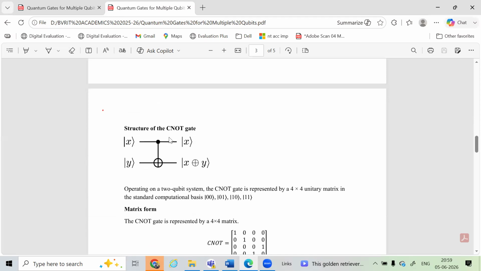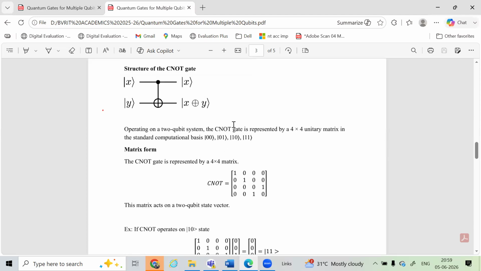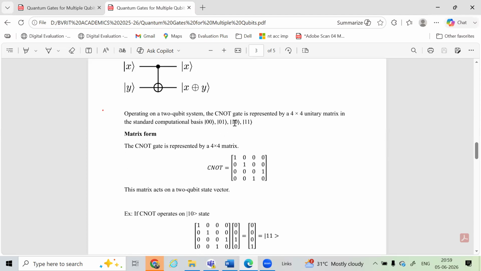This is the structure related to the CNOT gate. It has the first input, like the first state, and this is the second state. The representation of the control gate is X, this is the symbol, and Y. Operating on a 2-qubit system, the CNOT gate is represented by a 4 by 4 unitary matrix. This unitary matrix operates on the base states 0, 0, 0, 1, 1, 0, 1, 1. Till now, I just discussed the concept.